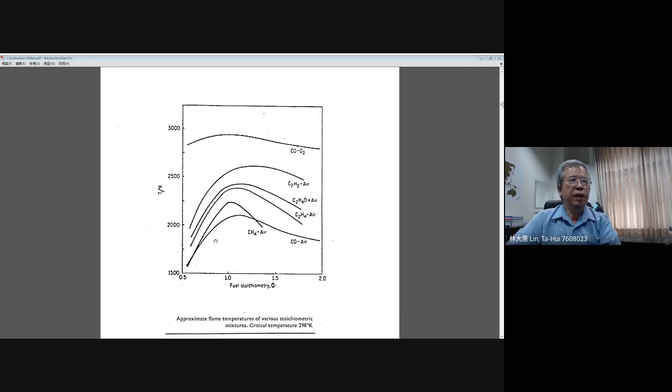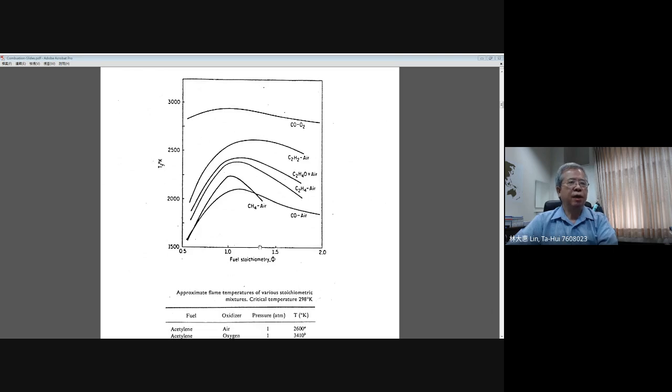For example, here, if you look at carbon monoxide burned with oxygen, you can find the maximal value occurs at phi equal to 1. Now, if you change to burning the carbon monoxide with air, then the maximal value will shift a little bit to the rich fuel side. Okay, I think we already explained this very early when we used the simple chemical thermodynamics relation.